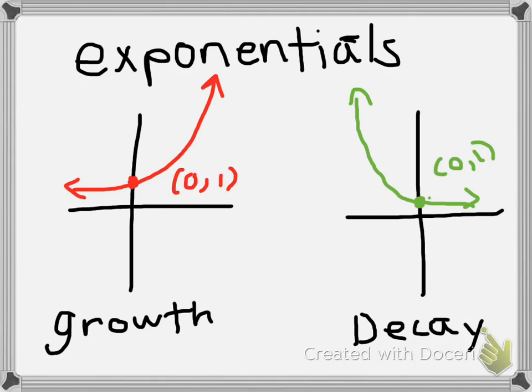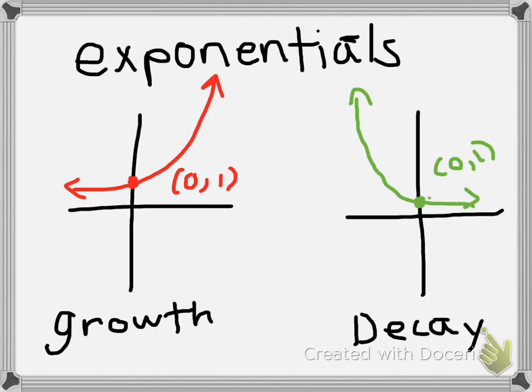Now some of the things you can model with these for exponential growth, things like cell growth, or if you have a bank account, most bank accounts that earn interest will follow exponential growth, especially compound interest. For decay, probably the most common one that I can think of would be radioactive decay. Things like half-life, for example.